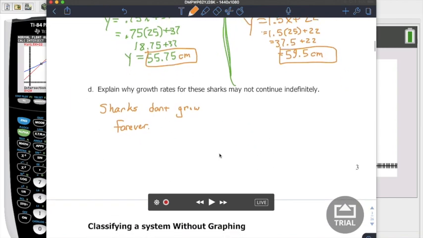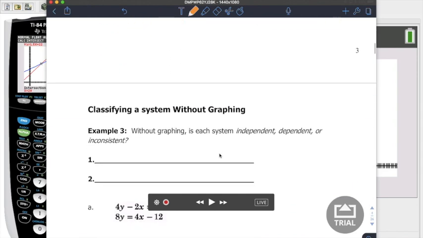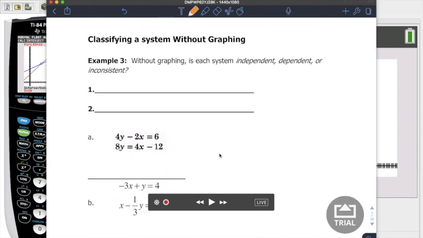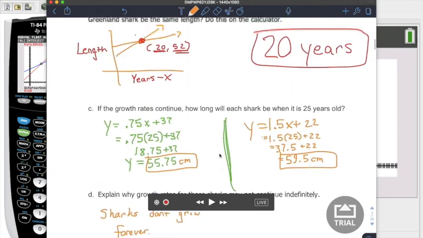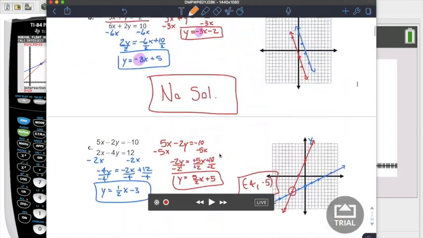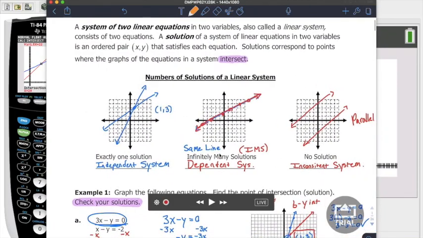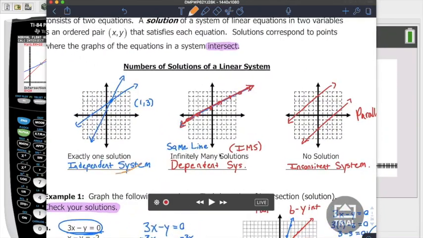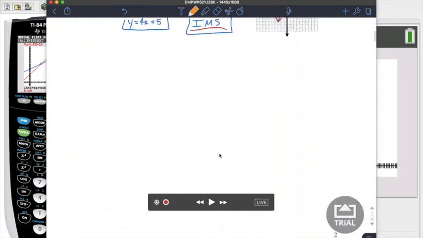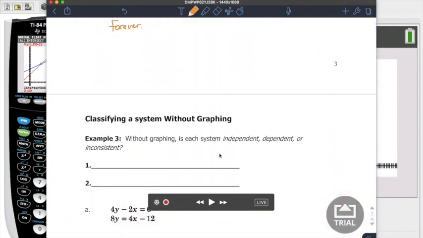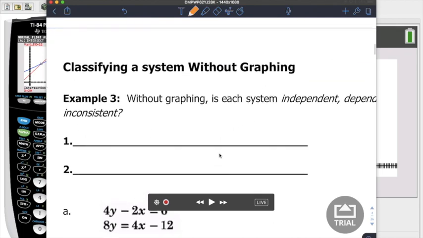All right, awesome. Okay, couple more things here. We're going to classify systems without graphing. So we're going to go back to independent, dependent, and inconsistent systems. And just a recap on that, here's what they look like. Independent, remember that crosses once. Dependent winds up being the same exact line. And then inconsistent is when they don't cross at all.